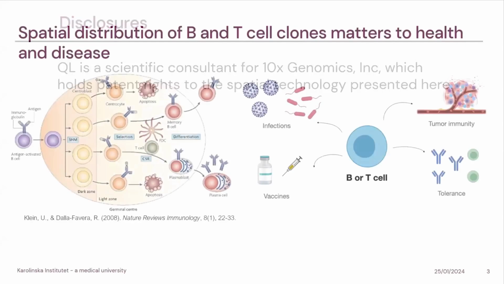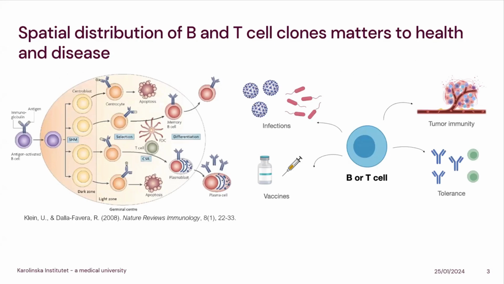So without further ado, I don't think I need to emphasize the importance of our immune system to the audience, to everybody. It helps us maintain homeostasis, pathogen defense, inflammation regulation, and so on. And the spatial distribution of B and T cells also plays a very important role in their development and function. For example, activated B cells enter the germinal centers and go through proliferation, somatic mutations, and affinity selection.